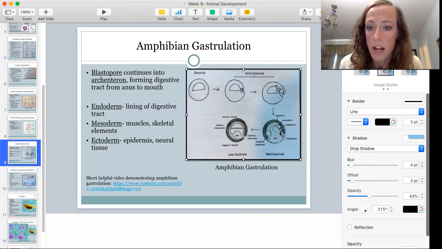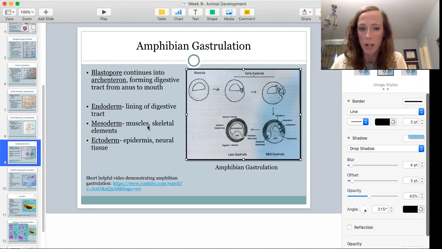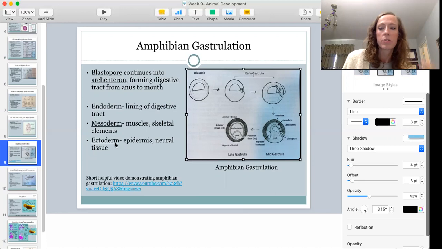And simultaneously, you've got division and movement of the cells from this dorsal lip moving inside, okay, to form the mesoderm and the endoderm. Okay, so again, the roles of the germ layers are the same as we looked at in sea star. So the endoderm germ layer is going to line our digestive tract. The mesoderm is going to result in muscles and skeletal elements as cell differentiation continues to take place. And then ectoderm is going to be our epidermis and our nervous tissue. Okay.